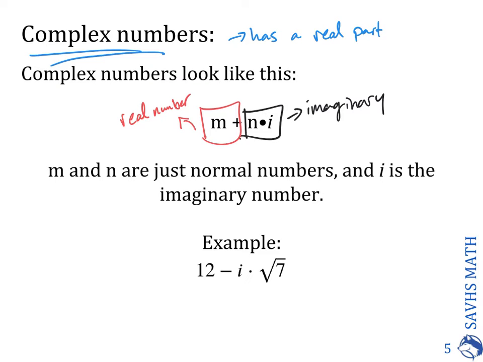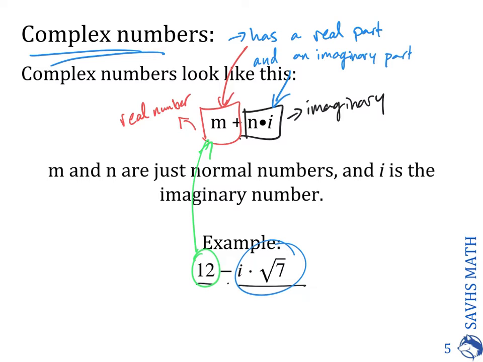And we can say that complex numbers have a real part and an imaginary part. So this is the real part, this is the imaginary part. An example of that would be 12 minus i times the square root of 7. So 12 is the real part, and negative i times the square root of 7 is the imaginary part.